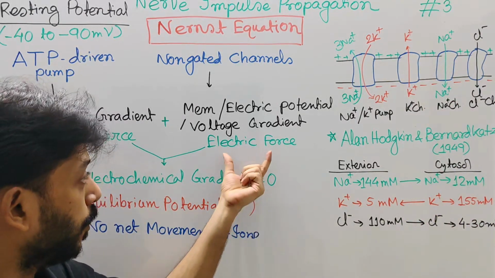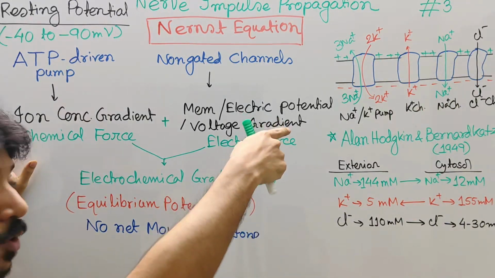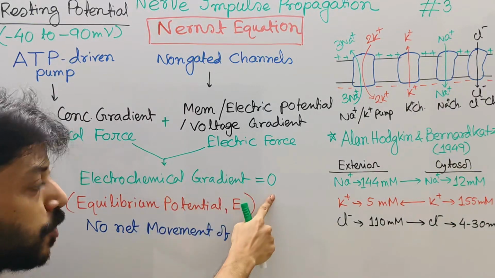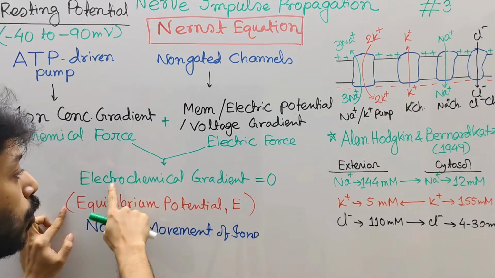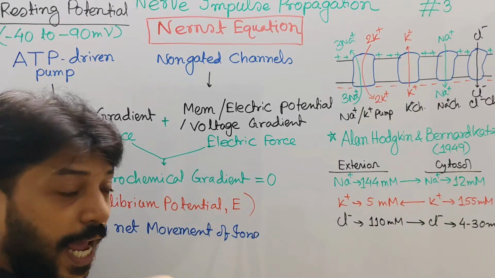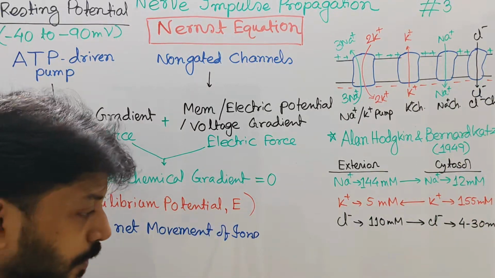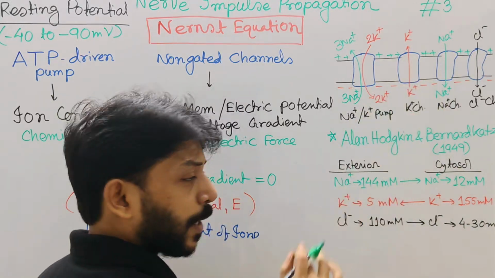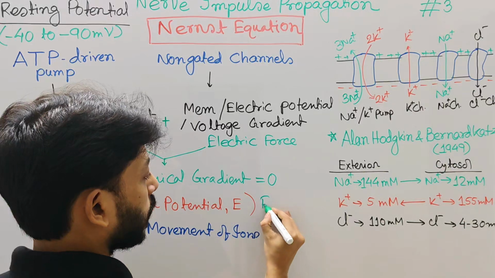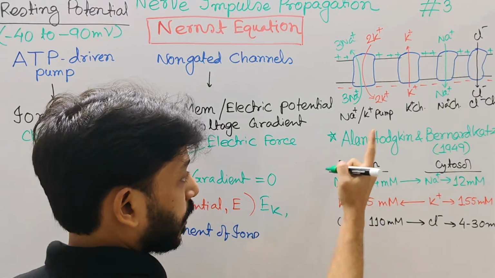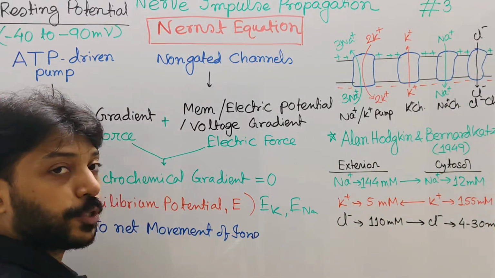Now, when this membrane potential tries to stop the movement of ions, the value of these two forces becomes zero. Remember this. So the membrane potential at which the value of the electrochemical gradient becomes zero, that means at which there is no net movement of ions, is called the equilibrium potential, or E specifically. Now, if potassium ions are responsible for the generation of resting membrane potential, we will call the equilibrium potential EK. If sodium is responsible, then the potential generated will be ENa, the equilibrium potential for sodium.